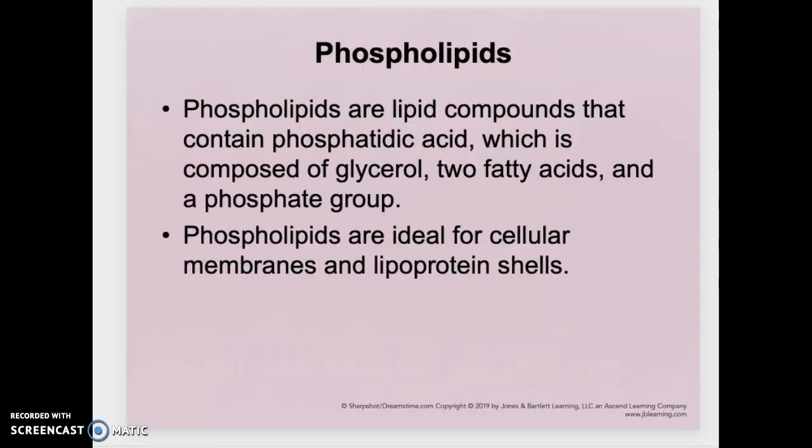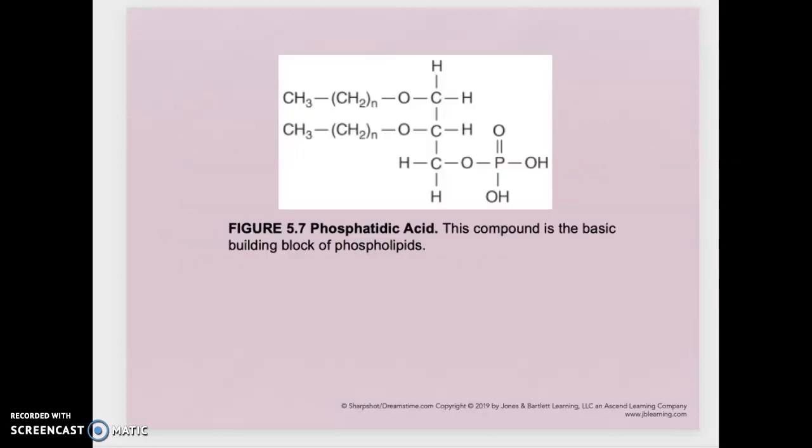Phospholipids we've talked a lot about with structural support in that cellular membrane. This is basically what it is. So you have your glycerol backbone, your 2 fatty acid tails, and then your phosphate group.